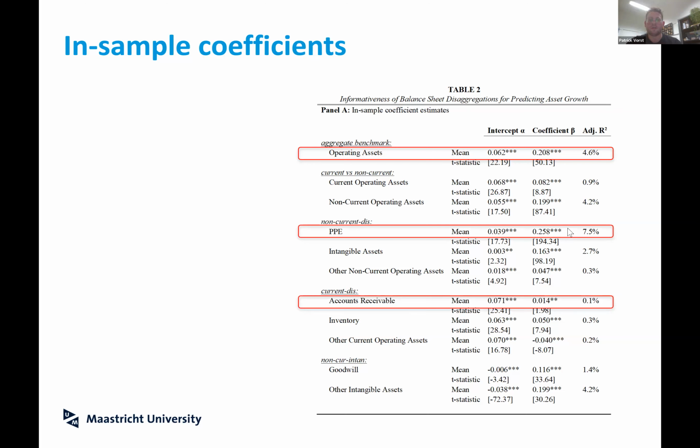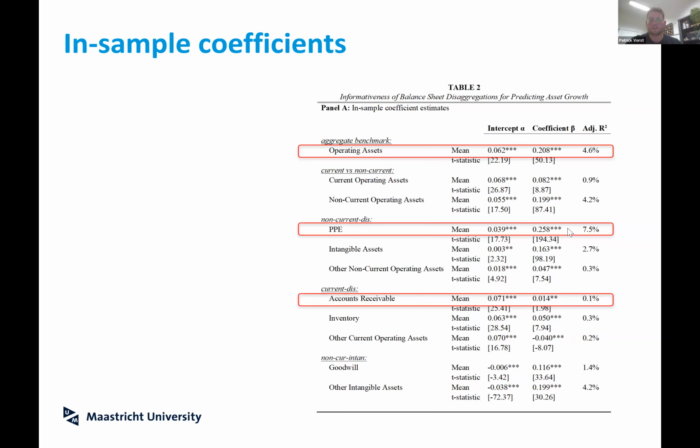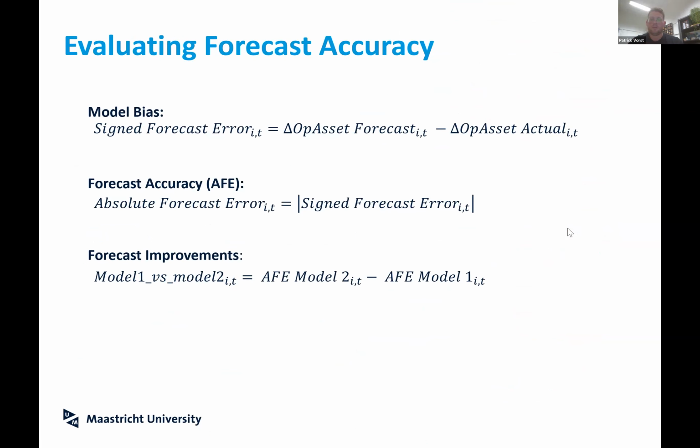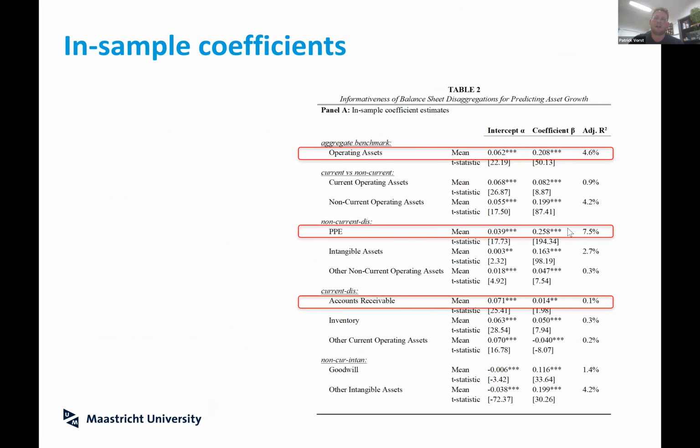And then if you look at the components, you do see quite some differences across the asset components on your balance sheet. Relative to the overall growth in operating assets, the growth in PPE is actually more persistent than the overall growth in operating assets. And maybe not surprisingly, given that current accruals reverse faster, the persistence of growth in accounts receivable is very low. And as I said, it's these mean reversion estimates that we then use to come up with either the aggregated operating asset growth forecast or the disaggregated operating asset growth forecast.